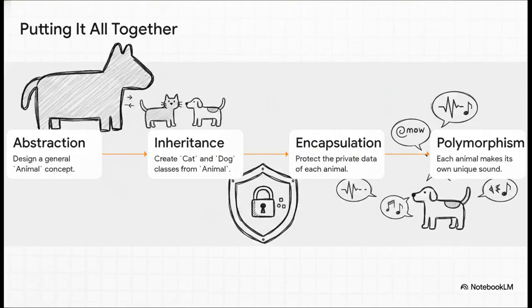Okay, so let's do a super quick recap to see how these 4 pillars work together as a team. You start with abstraction to come up with the general idea of an animal. Then you use inheritance to create more specific cat and dog classes from that idea. You use encapsulation to keep the internal data of each cat and dog safe. And finally, you use polymorphism so that when you tell each one to make sound, you get a meow or a woof. See, they all work together.